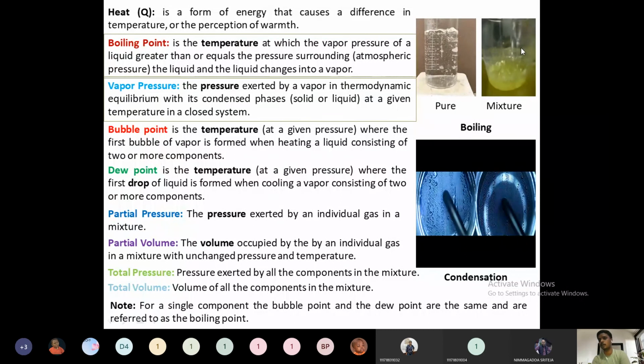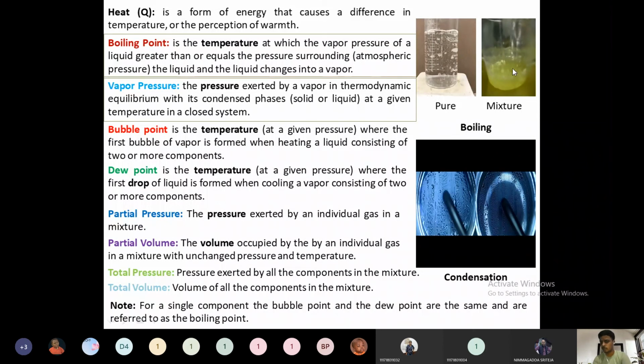Individually, the partial pressures are different for the different components. Then what is the partial volume? The partial volume for a pure component is the volume occupied by this pure component, the total volume. For a mixture composed of two components, A and B, the partial volume is nothing but the volume of A and the volume of B. The volume of A is called VA and the volume of B is called VB.